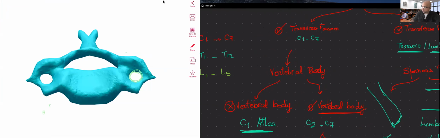The next thing you need to check is whether or not you have a vertebral body. Do I have a vertebral body on here? This bulging bony part in front of the vertebral foramen? Yes, I have a body.